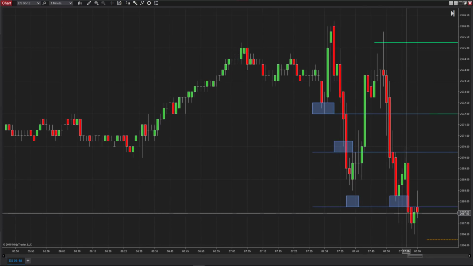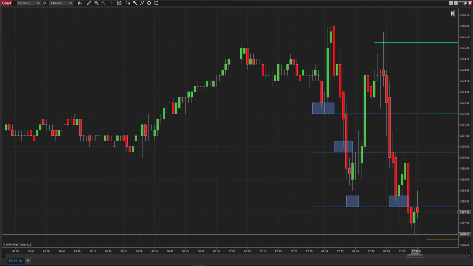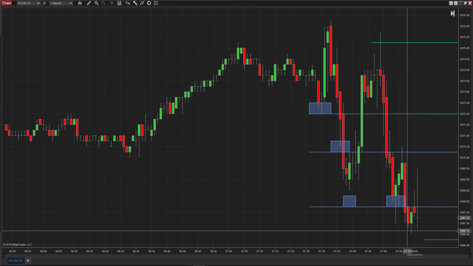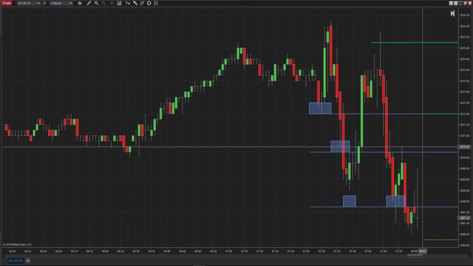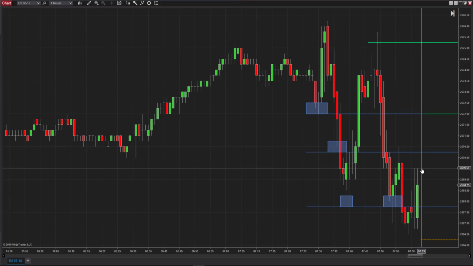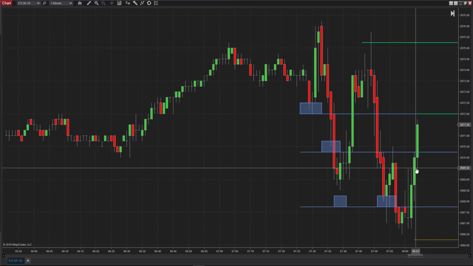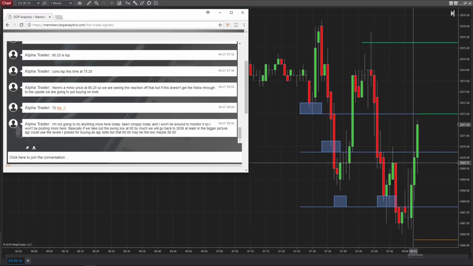Now at this point we're below our entry, but not by a whole lot, only by just over a point or so. So that's nothing really to be worried about. So I want to fast forward to right. Okay, so at 8:03, on this green candle, we have this post here. There's a minor price at 66.25.